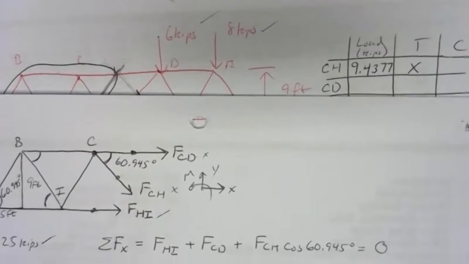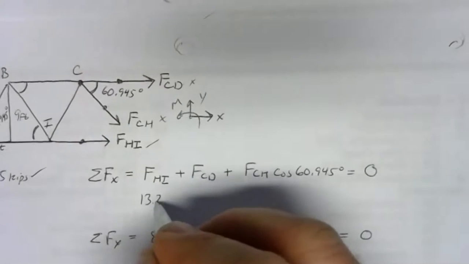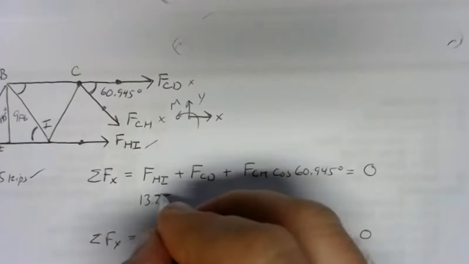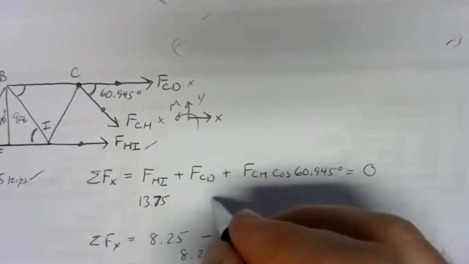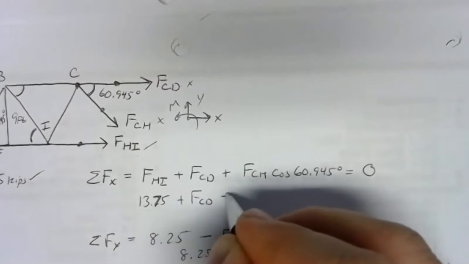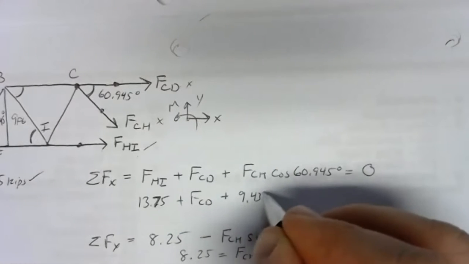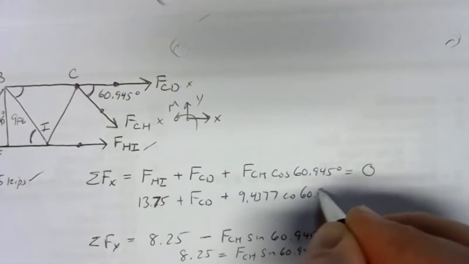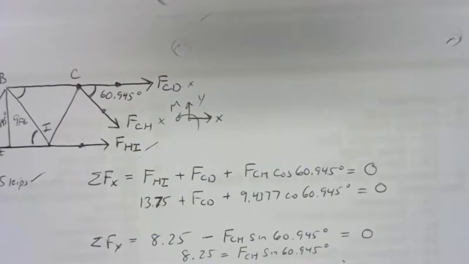So we've got that one. Now we can go back and find FCD. So we can plug in what we know. FHI is 13.25 kips. Sorry, 13.75 kips. FCH is 9.4377. Then we have the cosine of 60.945 degrees, and that equals 0. So you might be suspecting here when we add all this up, we're going to end up with a negative answer, since all we see there is positives, and this has to add up to 0. So there's got to be something negative in there.